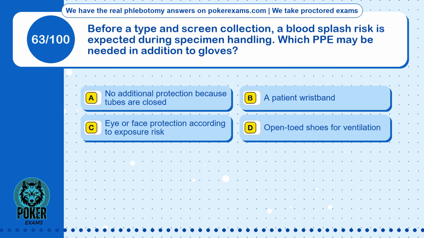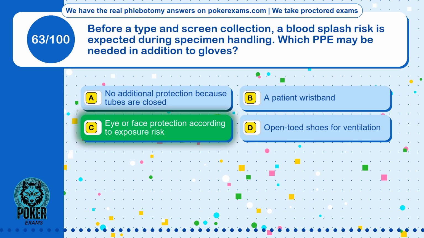Question 63. Before a type and screen collection, a blood splash risk is expected during specimen handling. Which PPE may be needed in addition to gloves? Option A. No additional protection because tubes are closed. Option B. A patient wristband. Option C, eye or face protection according to exposure risk. Option D, open-toed shoes for ventilation.